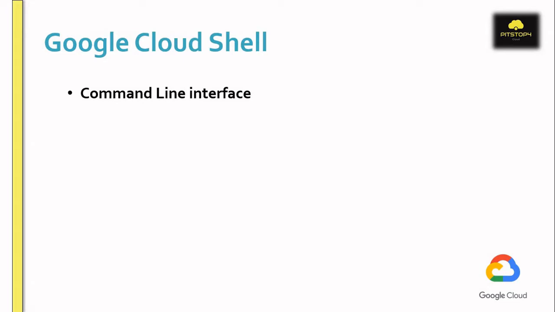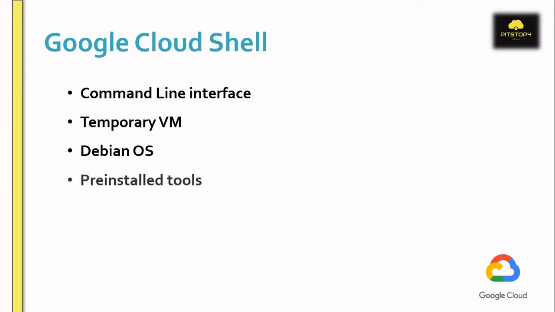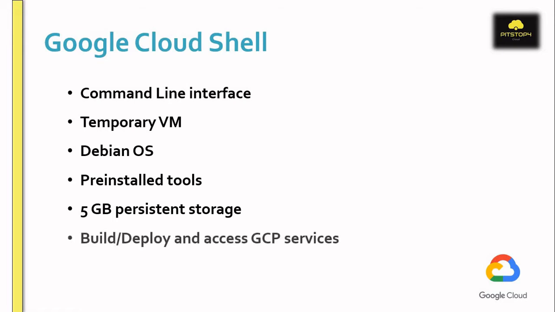We already know it's a command line interface. When you open Cloud Shell, one temporary VM will get provisioned in the backend. And it's a Linux operating system, specifically Debian. In that VM, there will be a Linux $ prompt. You can run all your Linux commands to access different services. Apart from that, many tools are pre-installed. Example, gcloud, gsutil, etc. You have 5 GB persistent storage available in Google Cloud Shell. And what are the use cases of Cloud Shell? You can build, deploy and access different GCP services using Cloud Shell.